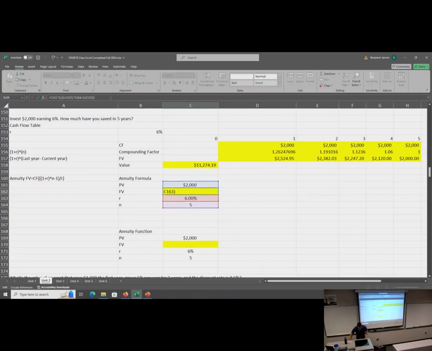All right, so again, we should get the same answer using any one of these 3 methods. Right, there's just pros and cons to each one of these different methods.